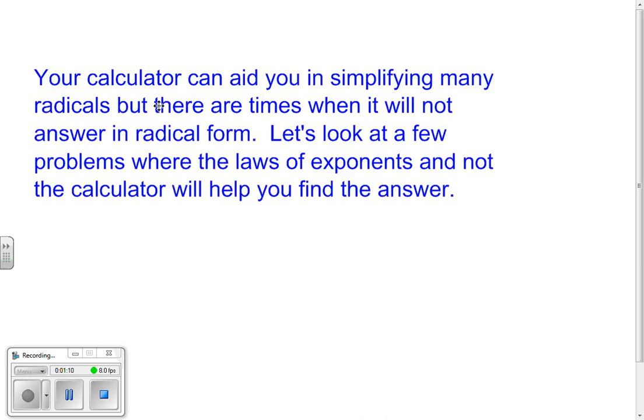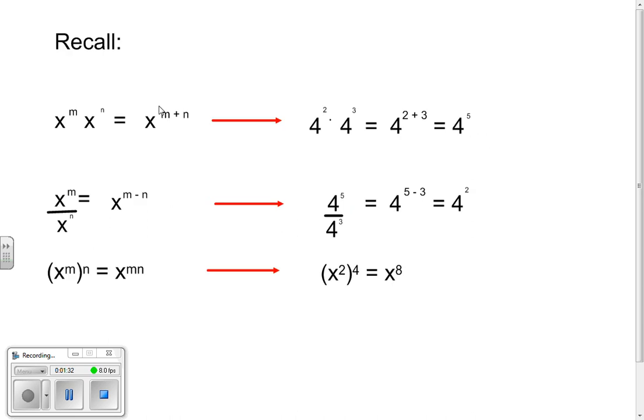The calculator can aid you a lot of times, but sometimes it's not an answer that's put in radical form, and the directions will want them in radical form. When you take something that should be a radical and you make it a decimal, you're rounding, and every time you round, you add some error to the problem. So we're going to look at some problems where you can switch to exponential form, and it'll help you find a more reliable answer. Just a quick recall on some algebraic concepts in terms of exponents.